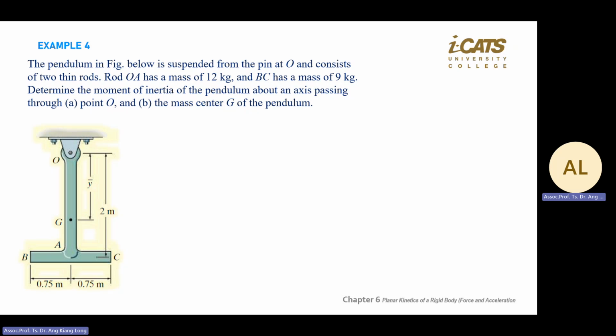So Ig is the first object, the OA object. The G is at the center, so it's a half length of this one. Referring to the diagram, it is also at the center, because there is L divided by 2, L divided by 2. So you need to find the first one.